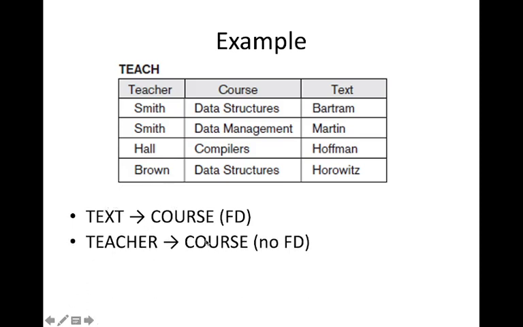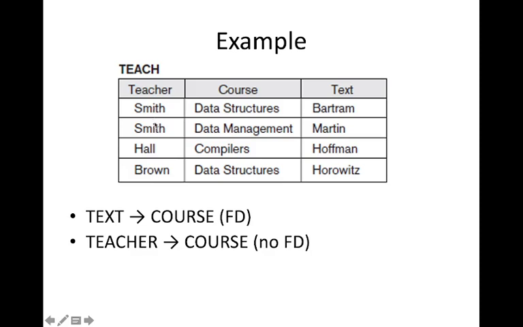When we take teacher to course, there is no functional dependency. Teacher to course has no functional dependency, because when a teacher is Smith, in one case Smith has data structures. Here, another Smith has another subject, another course.